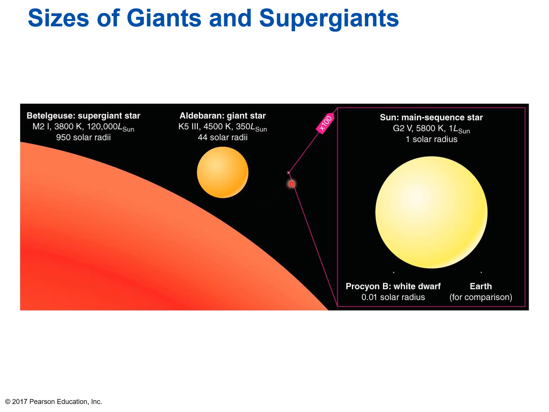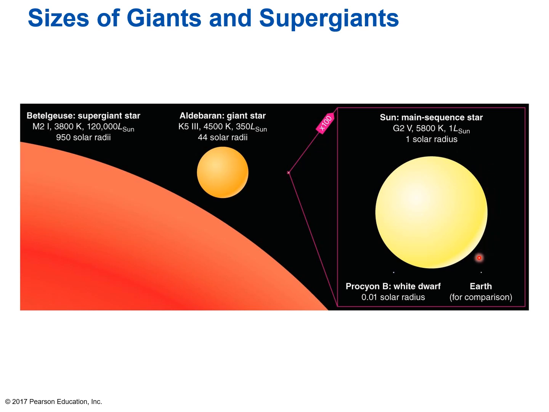And then this tiny dot right here, let's zoom in 100 times, and here we have the sun. So you can see the sun is much smaller than those giants and supergiants. And here, the sun is a G2 V star at 5,800 Kelvin. Of course, by definition, it's one solar luminosity in brightness, and by definition, it's one solar radius in size.